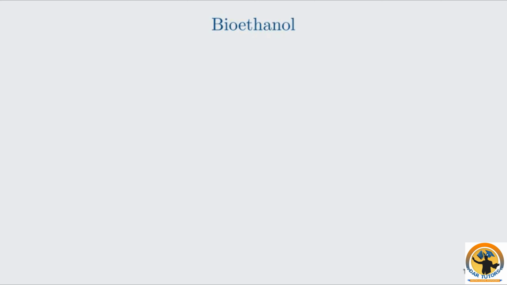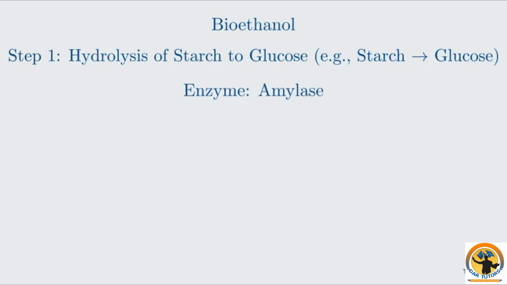The production is a multi-step process. First, the plant material is ground to increase surface area. Second, an enzyme, amylase, is added to hydrolyze the starch into glucose. Hydrolysis is a chemical reaction in which water is used to break down a compound. For example, if we consider starch, which is a polysaccharide made of many glucose units, amylase breaks these glycosidic bonds.